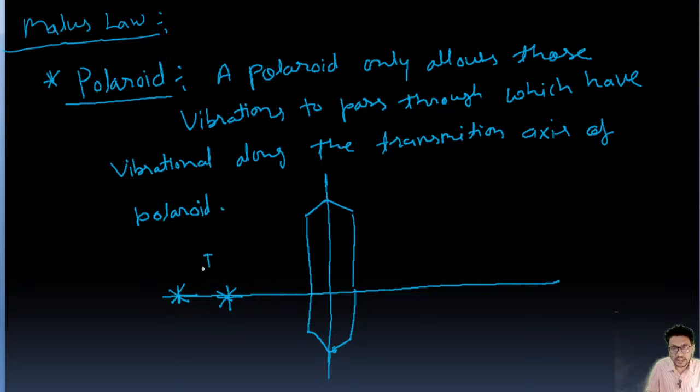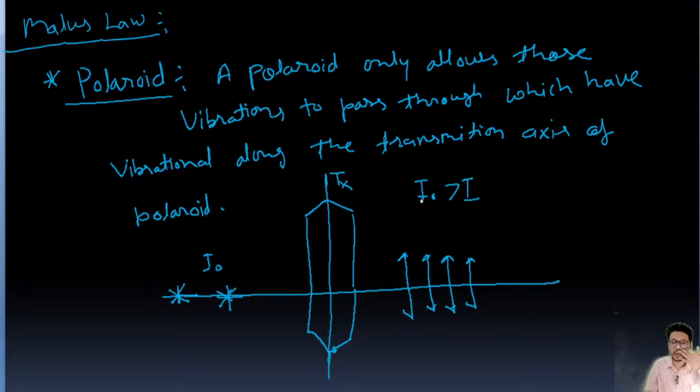This is unpolarized light, and this is the transmission axis of the polaroid. The unpolarized light passes through, and only those vibrations whose plane is along the plane of the transmission axis will be allowed to pass through. Here I naught is greater than I.